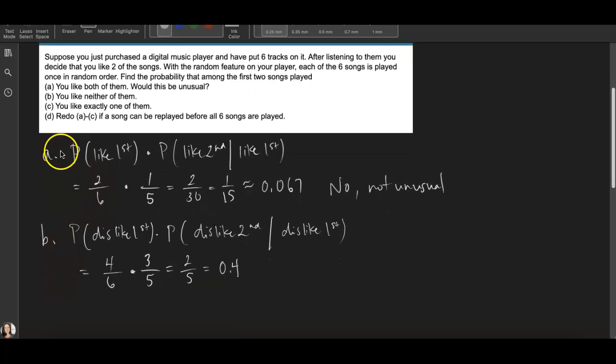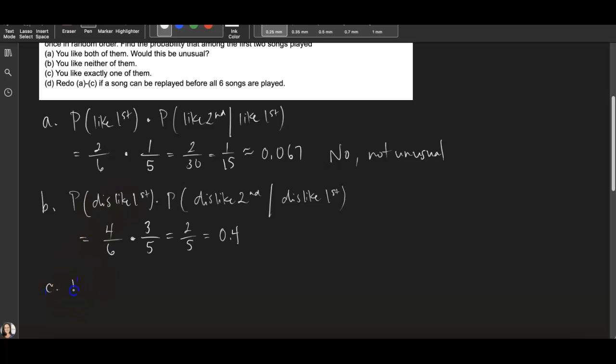And for this next part, we're asked to find the probability that you like exactly 1 song. So there's a couple of ways that could happen. You could find the probability that you like the first times the probability that you dislike the second song, given that you like the first. That's one possible scenario. So let's go through that first. So the probability that you like the first song is 2 out of 6.